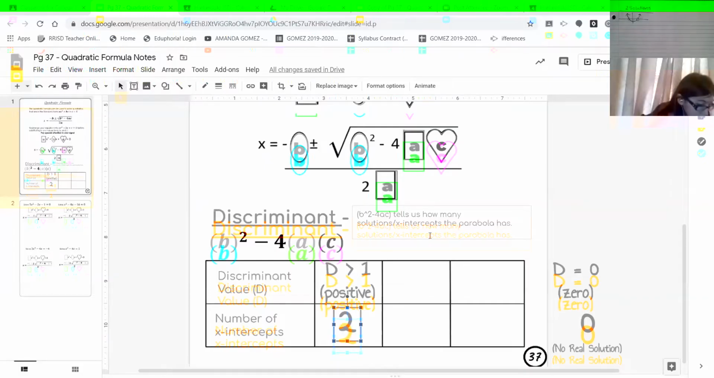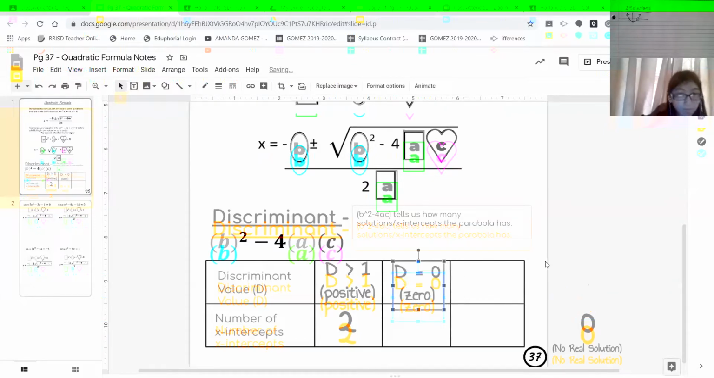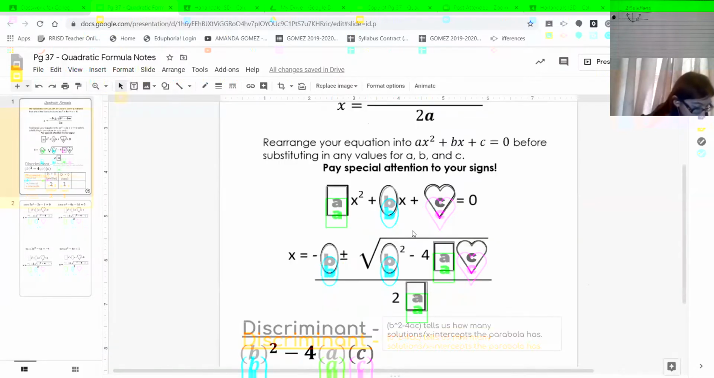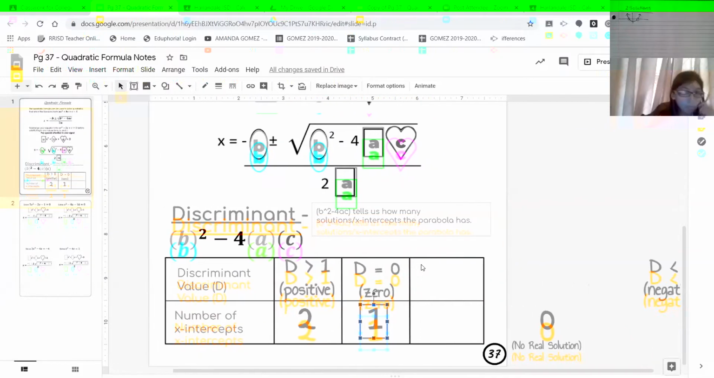Let's say that our discriminant is equal exactly to 0. Now, if I have my discriminant b squared minus 4ac equal to 0, then I only have one solution. There we go. So the way that would look on a graph, let me write that out first. Well, one solution.